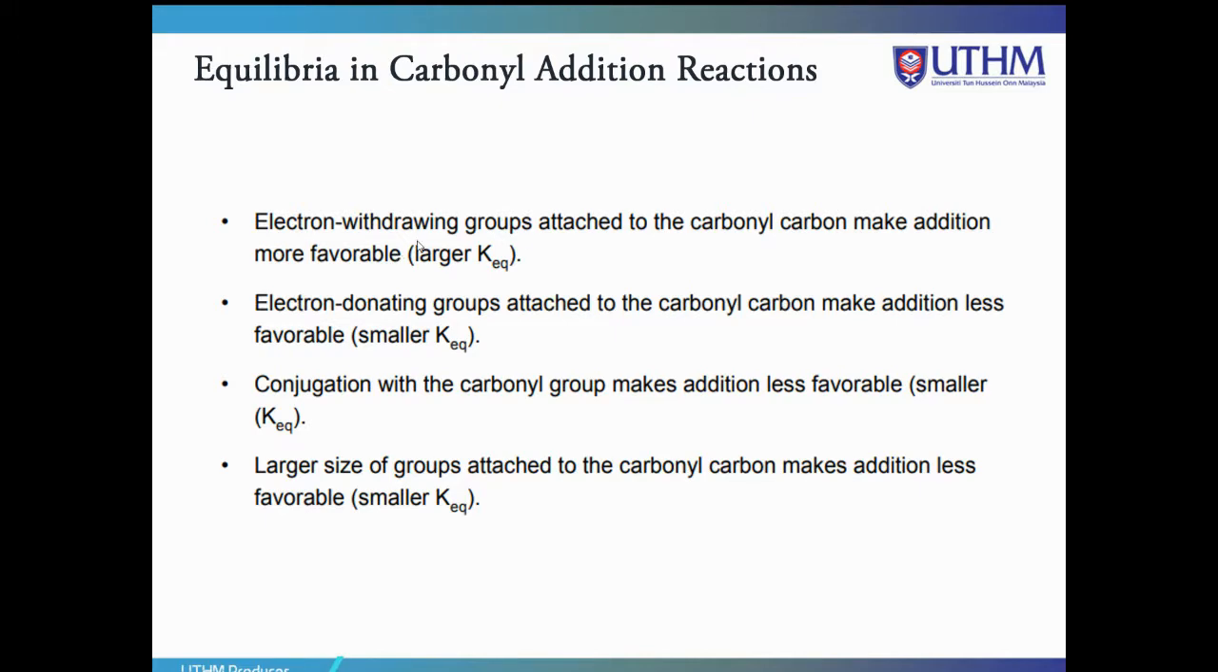Electron withdrawing groups attached to the carbonyl carbon make addition more favorable, giving a larger equilibrium constant. Electron donating groups attached to the carbonyl carbon make addition less favorable, giving a smaller equilibrium constant. Conjugation with the carbonyl group makes addition less favorable, giving a smaller equilibrium constant. A larger size of group attached to the carbonyl carbon also makes addition less favorable.